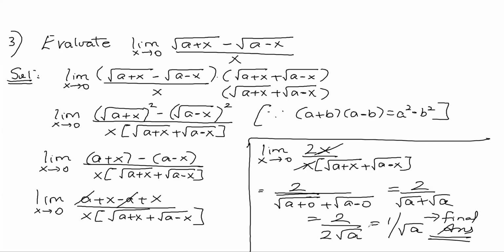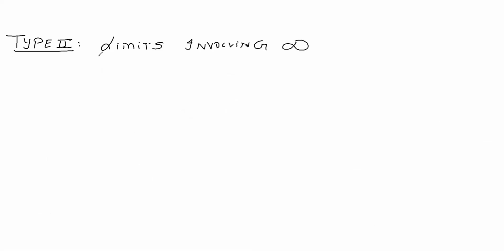Okay, now the last thing we do for the day, after which we stop. So all students will write the heading type 2. So guys, type 1, if you remember, finding out limits by expanding, by rationalizing, by factorizing. Type 2 are limits involving infinity. Now, how do we solve limits which involve infinity?